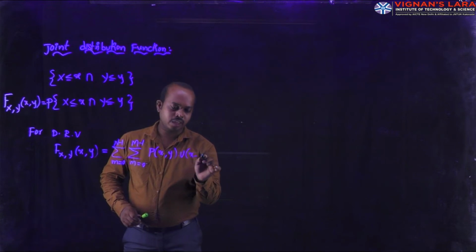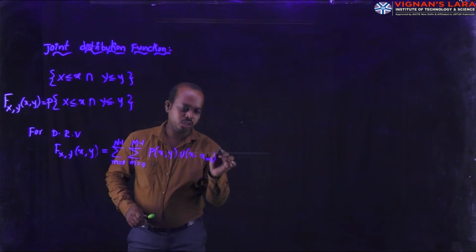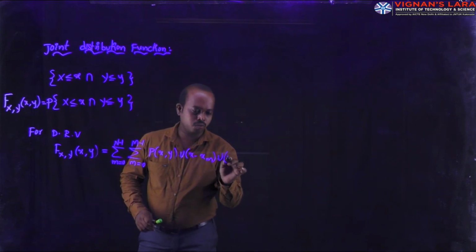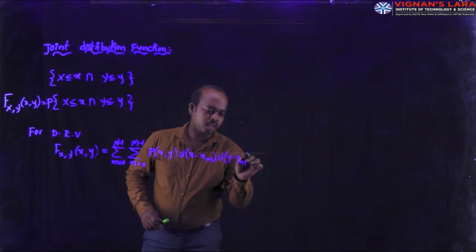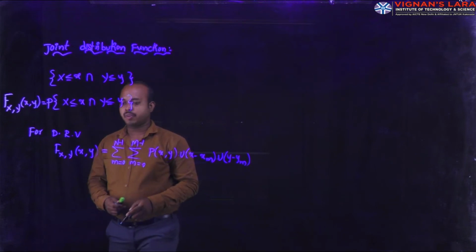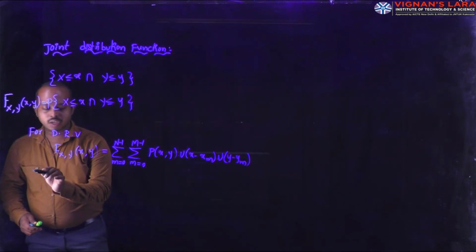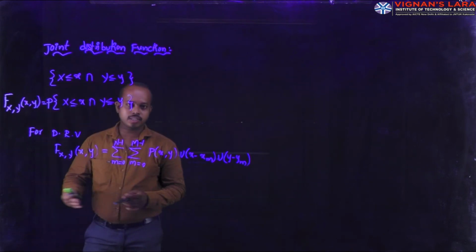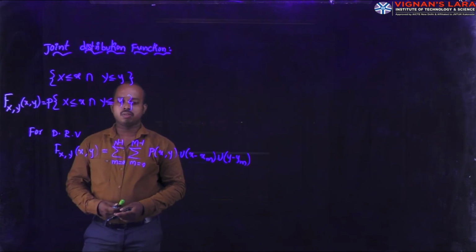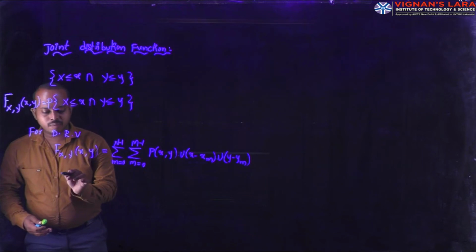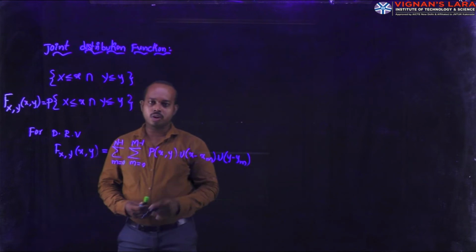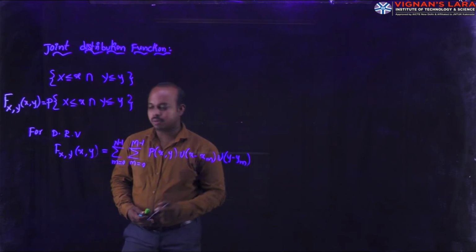You can write x minus xm into the step function, relating to random variable y. You can write u of y minus ym. This is the distribution function representation for a discrete random variable. Suppose you consider a continuous random variable, you can represent it in terms of density functions. Already you know that for a discrete random variable, the graphical representation of a distribution function is step form.